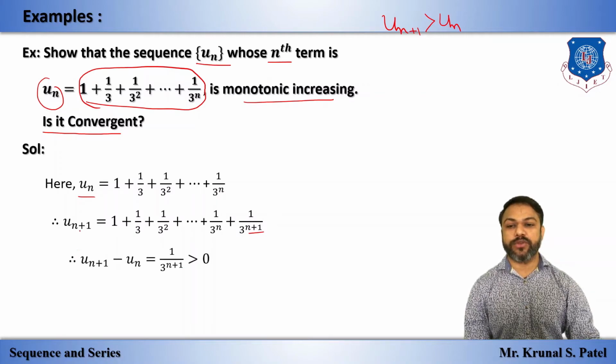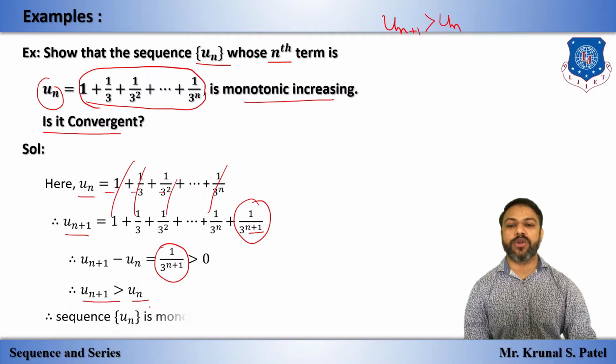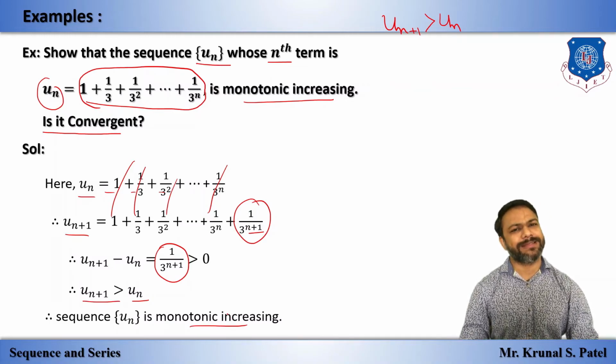Now we will check u_{n+1} minus u_n. All this term is minus, so it cancels out with this. The remaining term is positive for all n greater than or equal to 1. So u_{n+1} is greater than u_n, so we can say that it is monotonically increasing, or directly that it is increasing, or that it is monotonic.